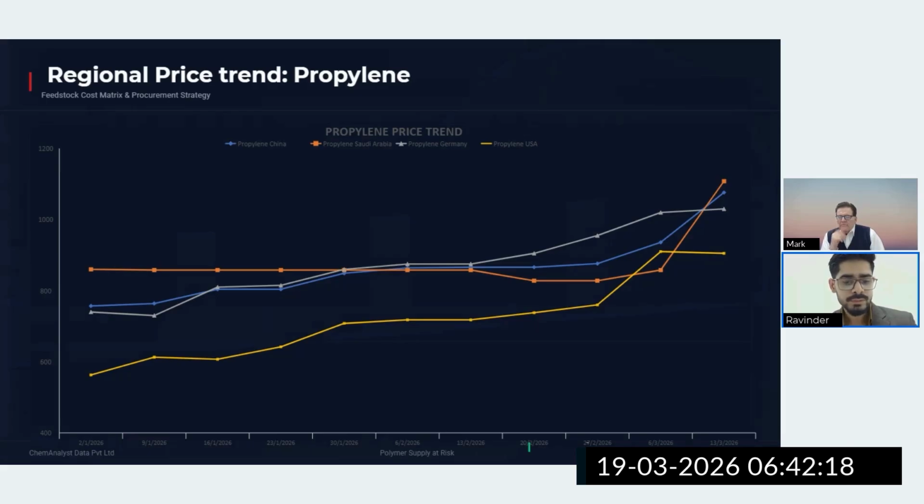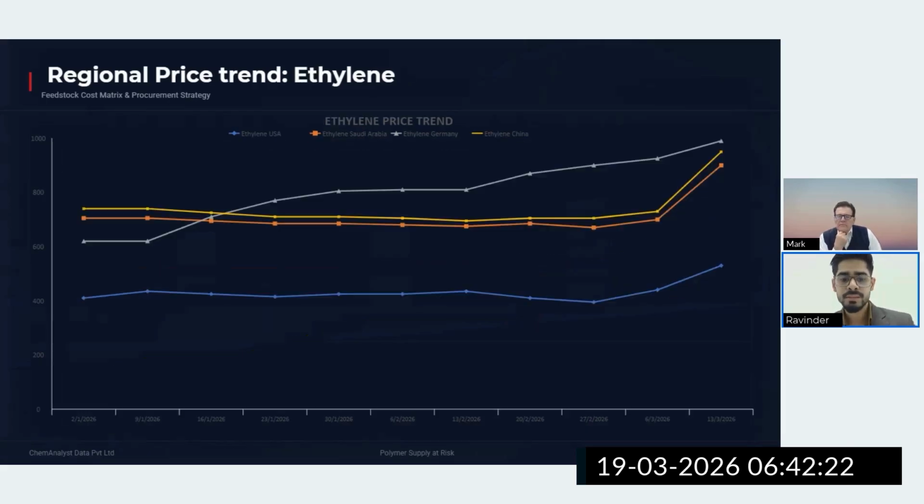The same price trend is observed in the ethylene market as well. This shows that in this price change, the USA did not get affected as much as other countries did. US players might be considering this as an advantage or an opportunity to make profit.